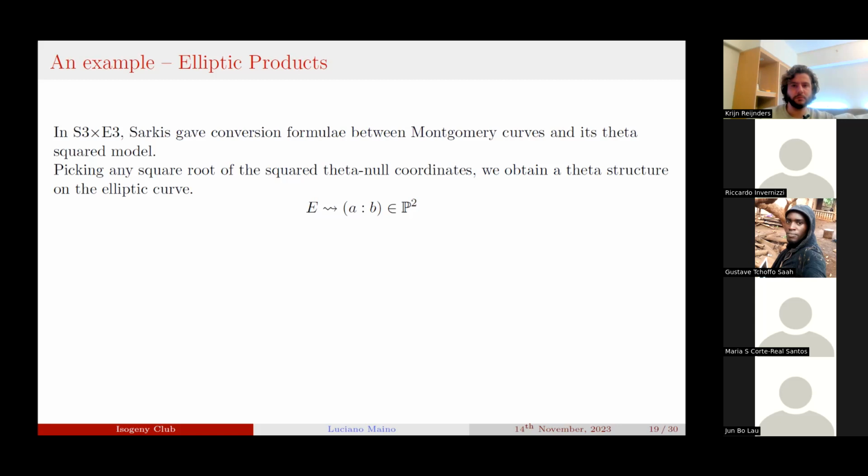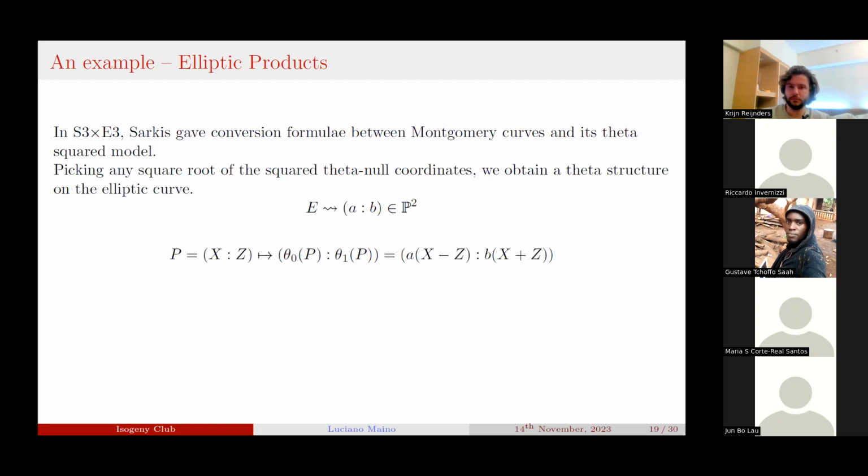Picking any square root of the squared theta null coordinates, we obtain a theta structure on an elliptic curve. In practice, that means that we have an elliptic curve E, and from this elliptic curve we define a theta null point, whose coordinates we denote by A and B. As I said before, the evaluation of the theta function at the identity, which is called a theta null point, is enough to describe the entire Kummer surface.